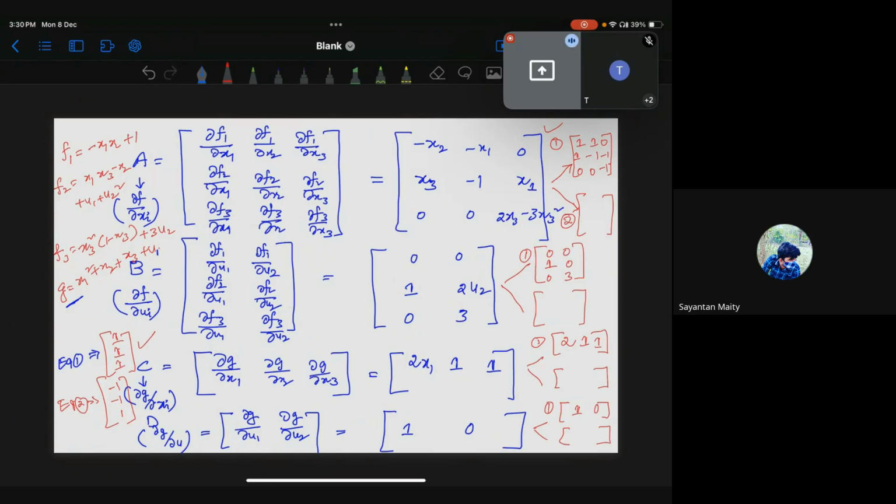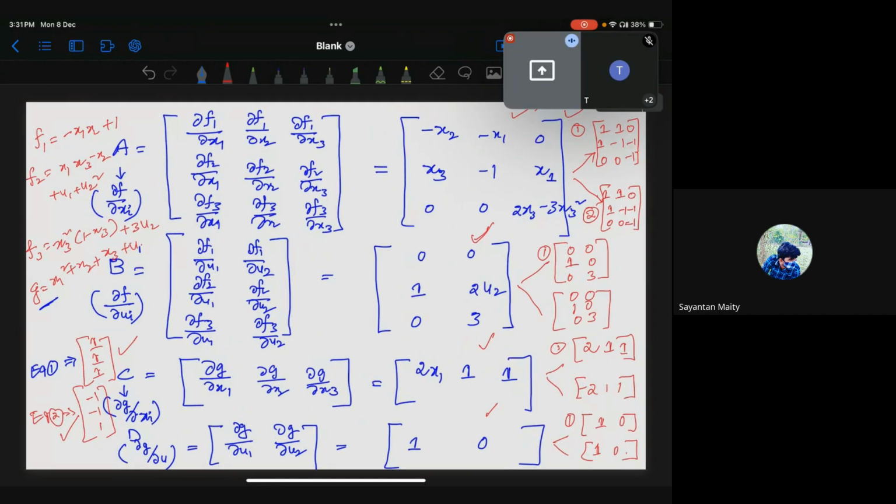Next, with respect to the equilibrium 2, you will get 1, 1, 0, 1, minus 1, minus 1, 0, 0, minus 1. Simply in these equations, these matrices, you have to substitute the second equilibrium point. Here you'll get them as 0, 0, 1, 0, 0, 3, and the next one as minus 2, 1, 1, last one as 1, 0. These are the matrices.